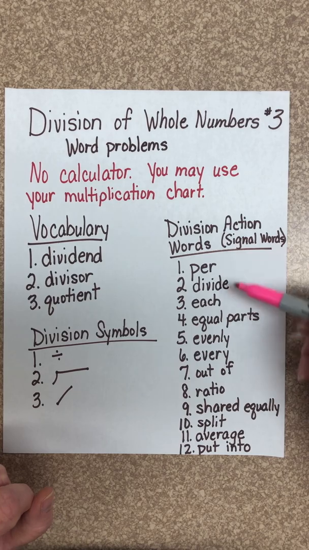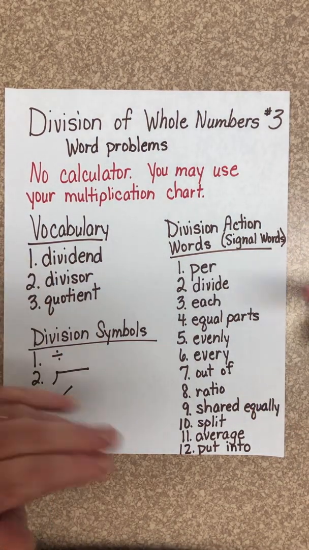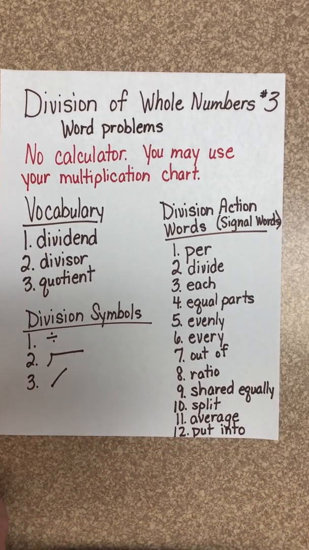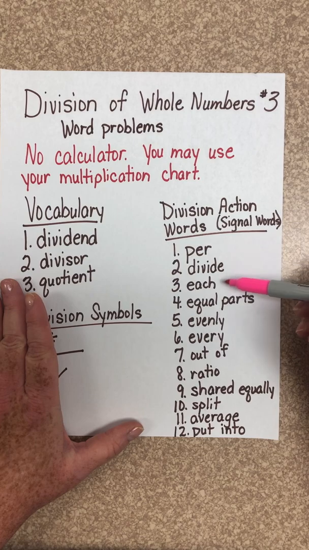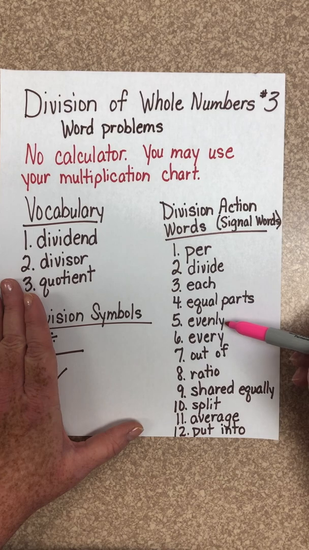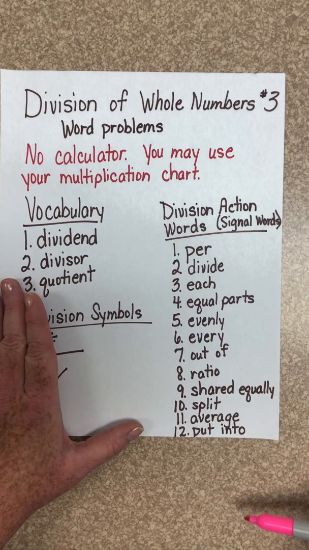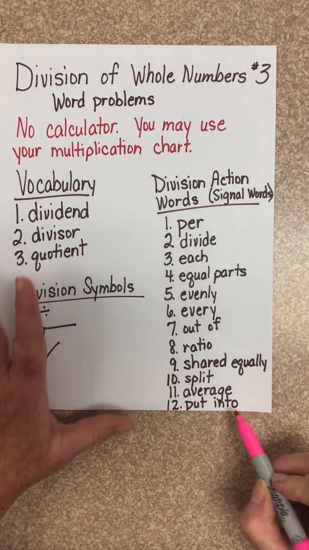We need to know these words when we are working with word problems. So here are some that you might encounter when you are working a division problem that is written as word problems. We have per, divide, or divided by, each, equal parts, evenly, every, out of, ratio, shared equally, split, average, and put into.